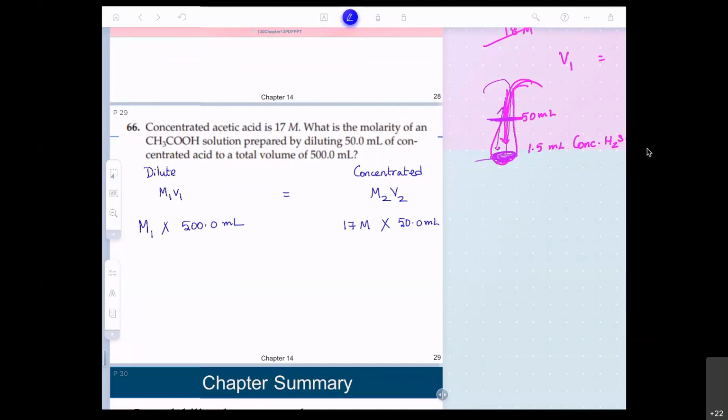How much do you need to make 500 milliliters? You want to take 50 milliliters of the concentrated solution, and the concentrated solution is clearly told to be 17 molar. Divide both sides by 500 milliliters, so this side is just M1. Milliliters get canceled, and your answer will be in molarity.